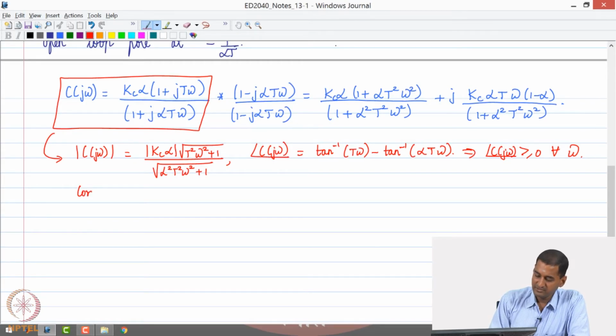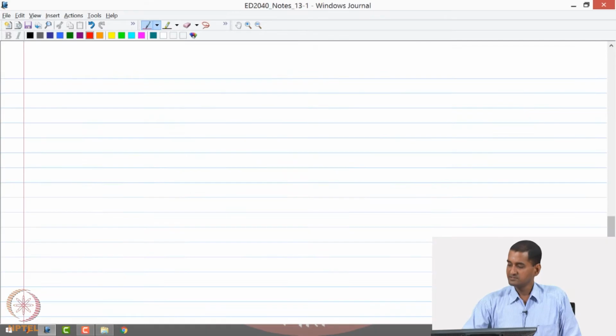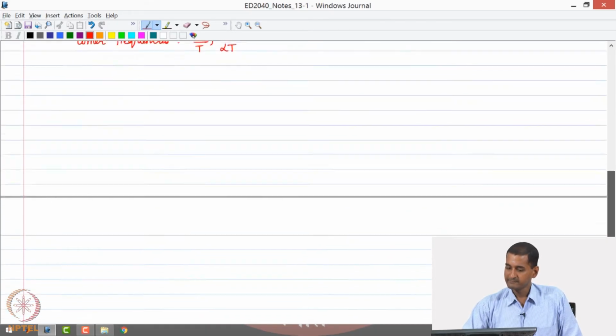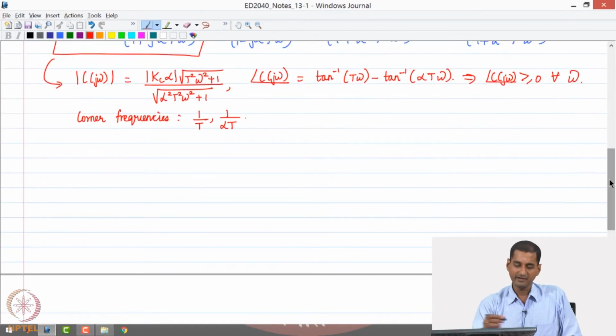And also, if you look at the structure of the transfer function, we can immediately see that the corner frequencies of the transfer function corresponding to a lead compensator are at 1/T and 1/αT. Those are the two corner frequencies associated with the lead compensator. We will use these corner frequencies in plotting the Bode diagram corresponding to this transfer function.